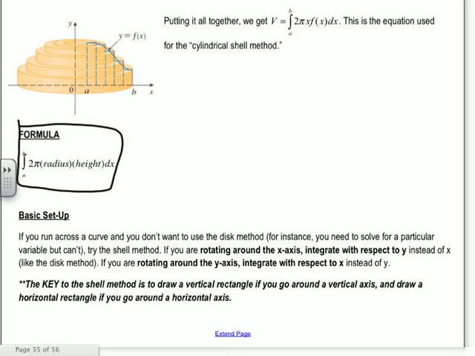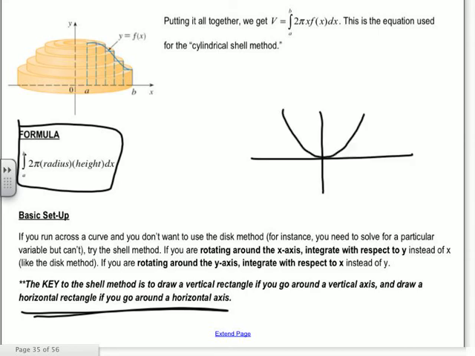The key to the shell method, notice how I wrote it here, is to draw a vertical rectangle if you go around a vertical axis, and draw a horizontal rectangle if you go around a horizontal axis. Again, this is different than our disk method, which gets confusing because if we had some kind of curve and I was going around the y-axis, we were taking an outer radius, which was a horizontal line. Now we're going to do vertical lines because we're going to take that vertical line and swing it around the axis and create a shell. So that's what we're doing.